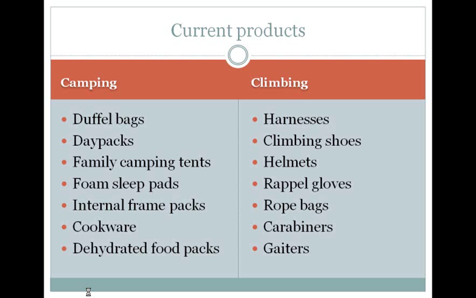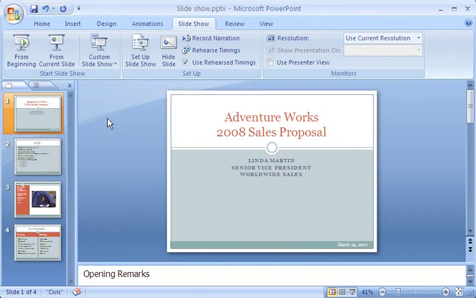When I've finished reviewing the show, I reach a black screen and click to return to normal view. At any time during the show, I can press Escape to do the same thing.